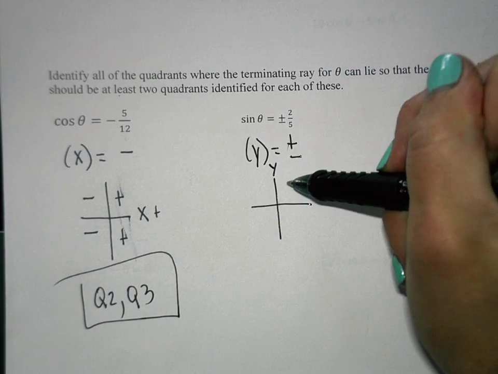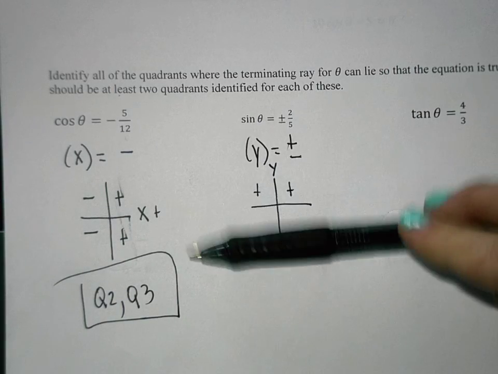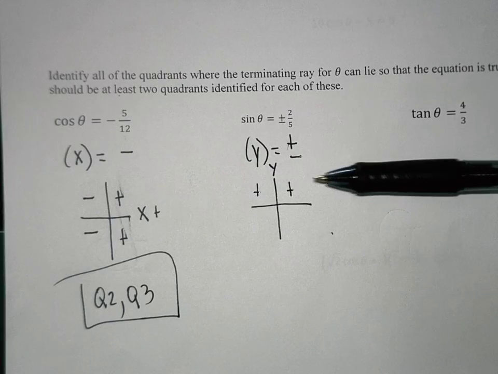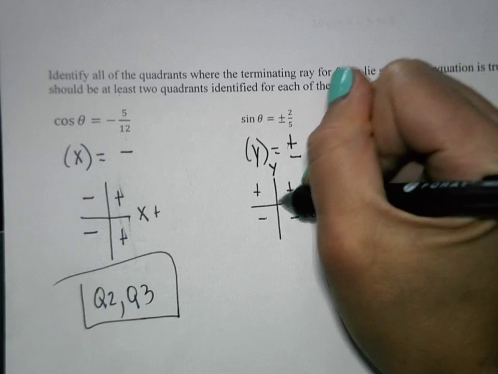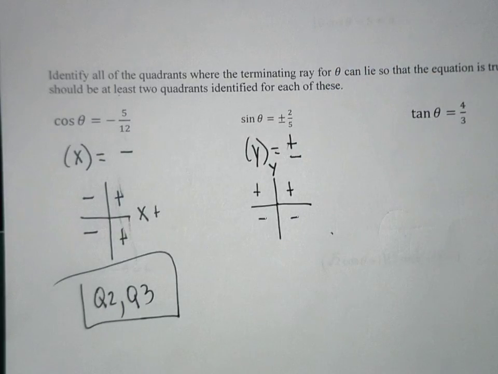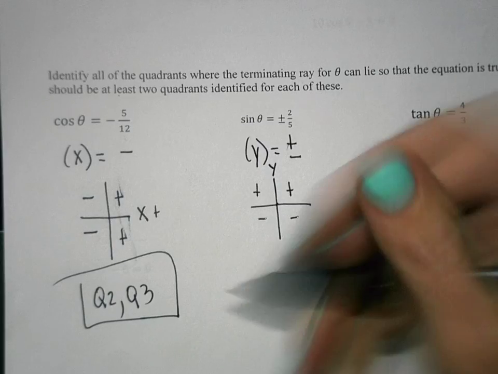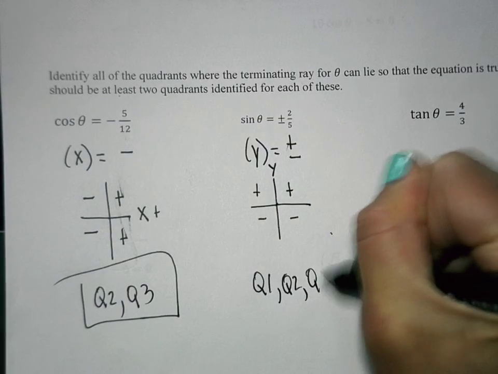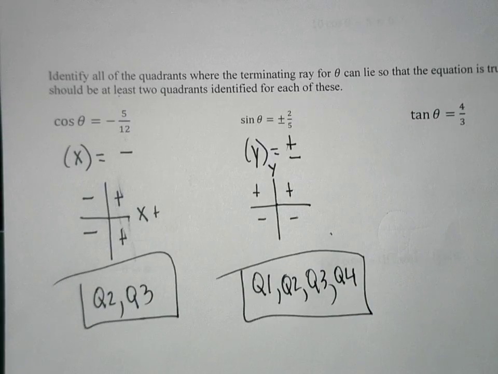Therefore, sine is positive in quadrants 1 and 2 because on the y-axis, when you go up, it's positive in these 2 quadrants. And sine would be negative in the bottom 2 quadrants because when you go down, the values are negative. For this one, because it's saying plus or minus, positive or negative, the answer is quadrant 1, quadrant 2, quadrant 3, or quadrant 4. If you want to write all 4 quadrants, that's fine too.